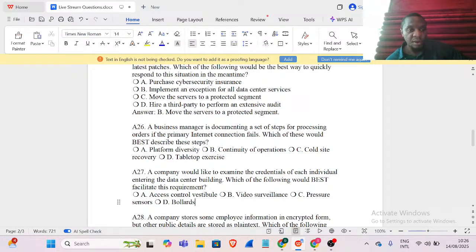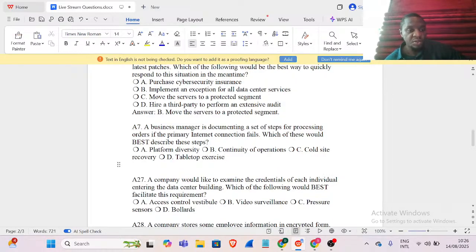So we have number seven. This is number seven. The business manager is documenting a series of steps for processing orders in the department and to continue operation. This continuity of operation should be answered here.